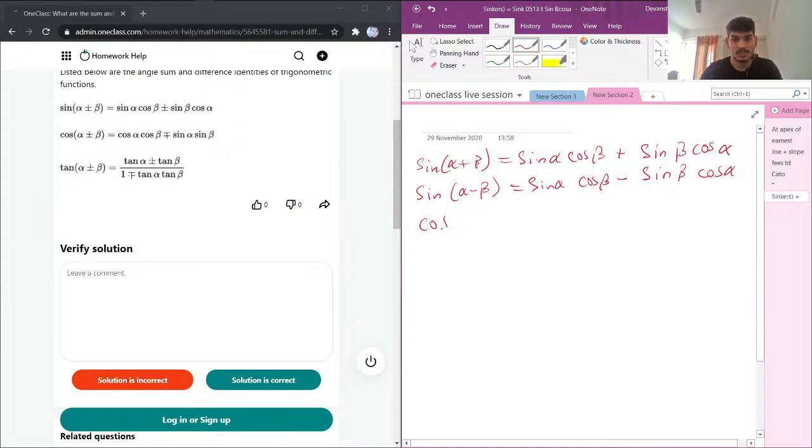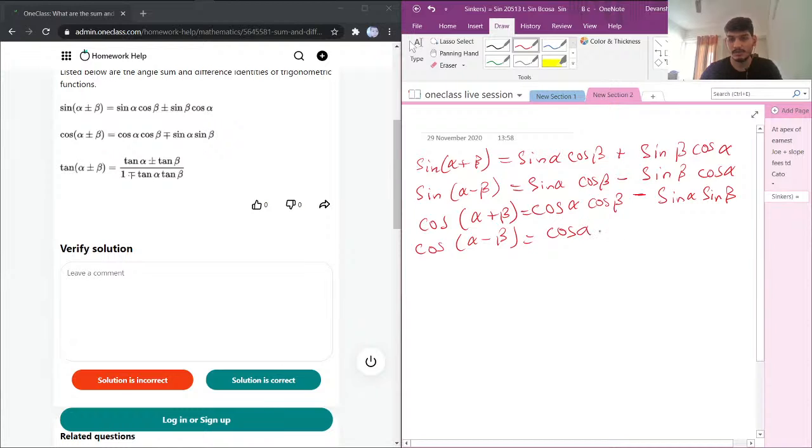Then for cosine of alpha plus beta, we have first the cosine terms, cosine of alpha cosine of beta, then for plus we have minus, and then sine terms, sine alpha sine beta. Then for cosine of alpha minus beta, we have cosine term first, then for negative we have the positive sign, then the sine terms.